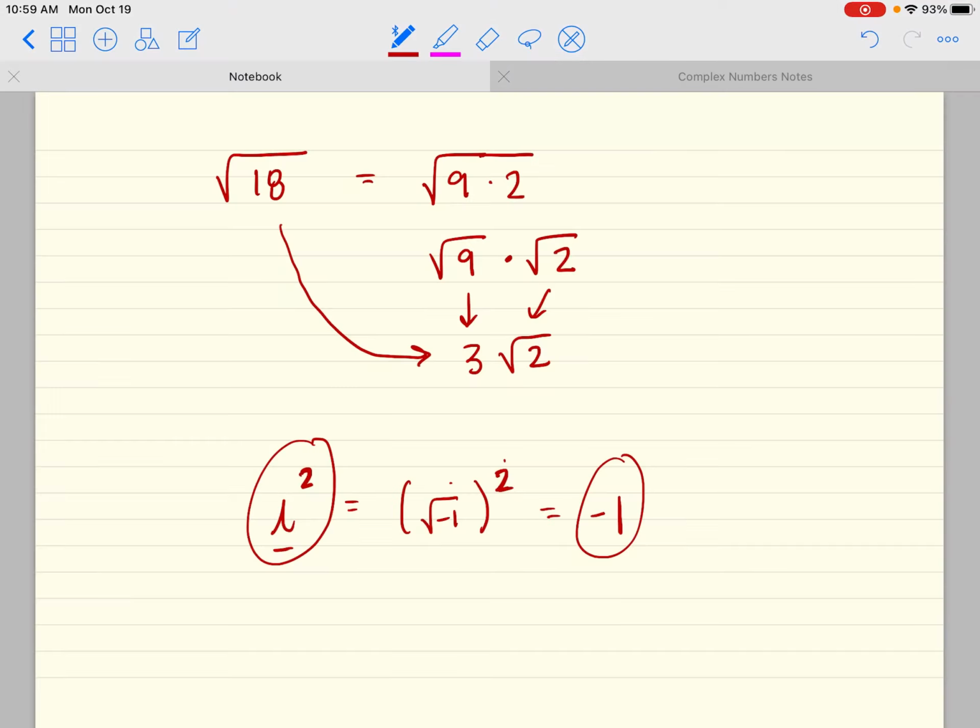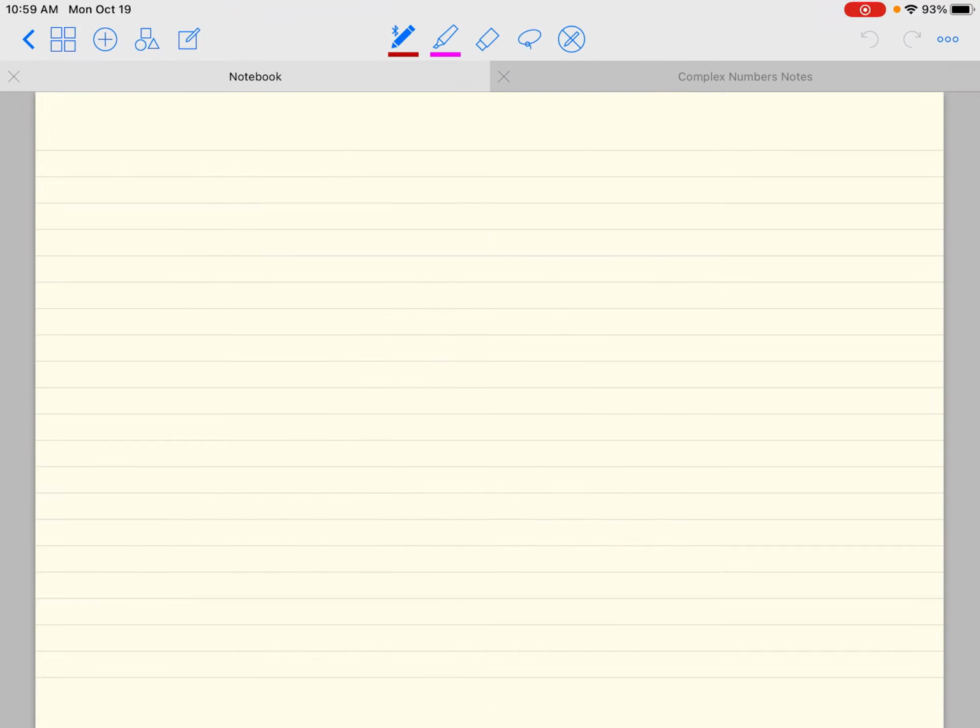So let me leave the note page for a second here. So we said that i to the 1st was just going to be i, all right? Anything to the 1st power is itself. And we defined i squared as negative 1, and I showed you how the square and the square root would cancel, so negative 1 is our definition there. Now what if we had i to the 3rd power? I to the 3rd power, how do we fix that?